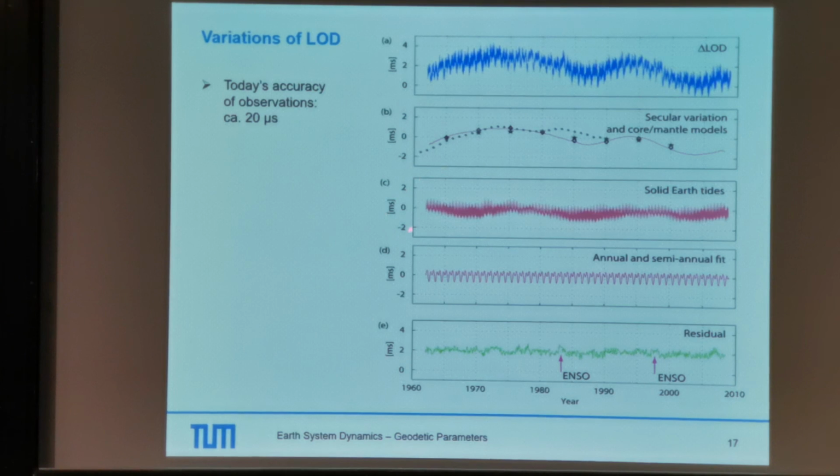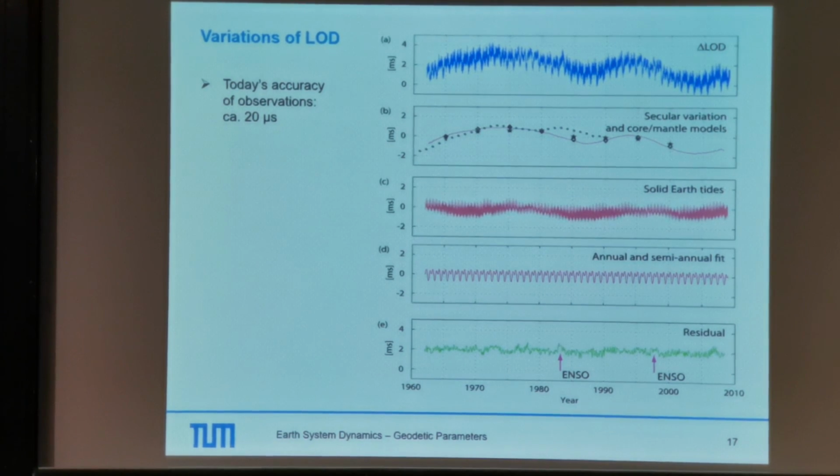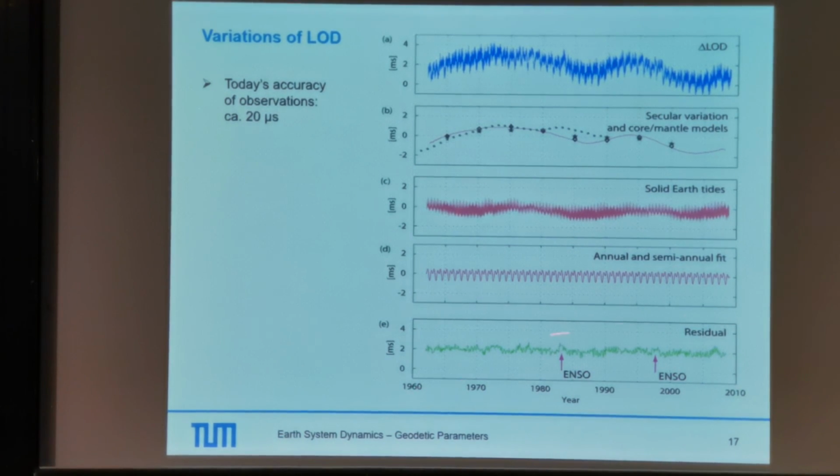Then we have the solid Earth tides, so tidal variations of the length of day. We have annual and semi-annual variations, and if we subtract these three magenta signals from the blue one, the measured time series, we end up with the green one. So this is everything we cannot explain up to now, not by models from the atmosphere, the ocean, the hydrological model, and so on. These are the residuals which are left.